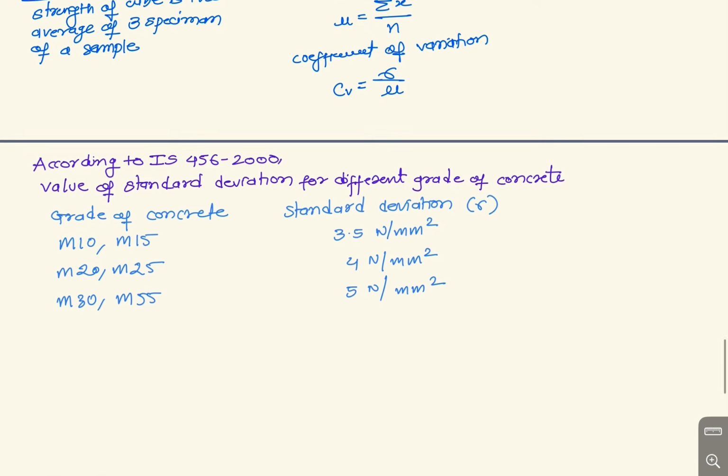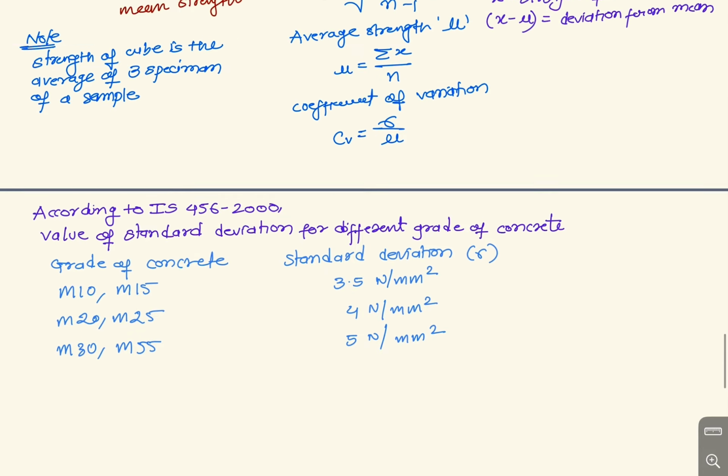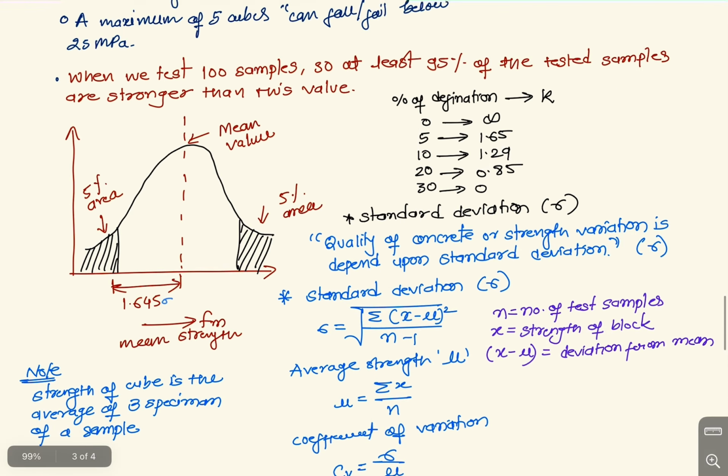Okay, so according to IS code 456, the value of the standard deviation is different for different grades of concrete. If you are planning for M10 and M15 grade of concrete, it should be 3.5 Newton per mm square. If it is M20 to M25, it is 4 Newton per mm square. And if it is M30 to M55, it is 5 Newton per mm square. So we have a variation in the standard deviations.